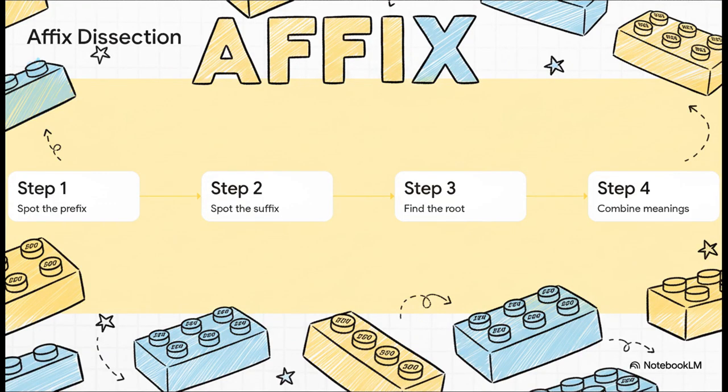So here it is, your action plan. A simple, 4-step method for taking apart any word you come across. First, look for a prefix at the start. Second, look for a suffix at the end. Third, figure out what the root word is right there in the middle. And fourth, just combine the meanings of all the parts.